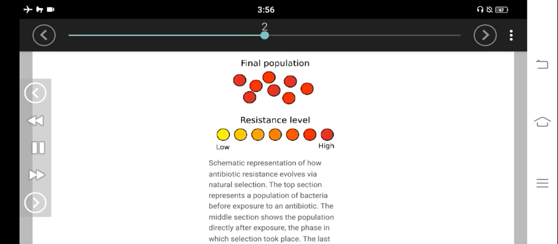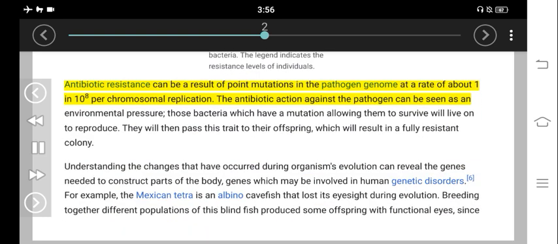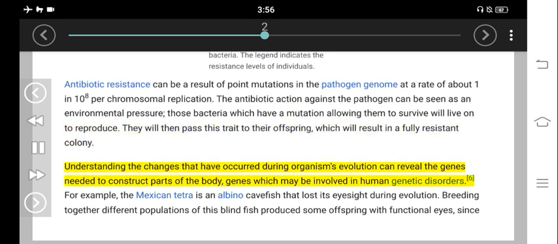Antibiotic resistance can be a result of point mutations in the pathogen genome at a rate of about 1 in 10^8 per chromosomal replication. The antibiotic action against the pathogen can be seen as an environmental pressure. Those bacteria which have a mutation allowing them to survive will live on to reproduce. They will then pass this trait to their offspring, which will result in a fully resistant colony. Understanding the changes that have occurred during organisms' evolution can reveal the genes needed to construct parts of the body, genes which may be involved in human genetic disorders.